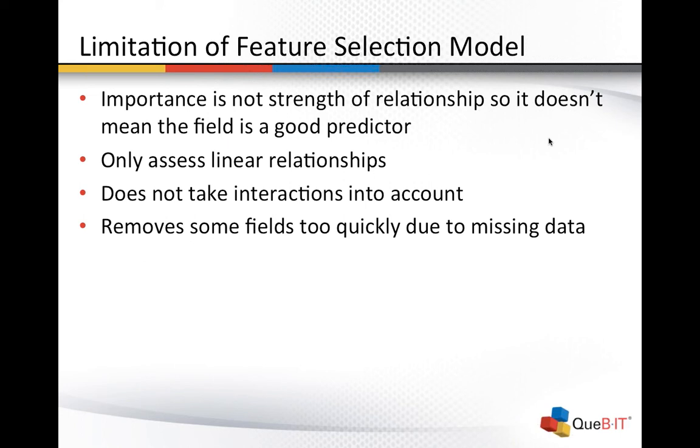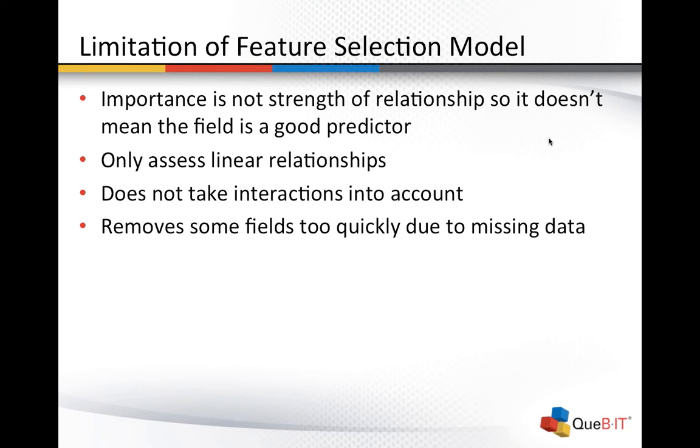Also, the criteria that's being used here to determine which fields are actually kept by the feature selection model are only assessing linear relationships. So underneath, depending on the kind of fields that you have, you're basically looking at chi-squares, ANOVAs, and correlations. So that's really all that's being done there. We're only looking at those linear relationships. We're not taking interactions into account either. And again, as we've mentioned, some fields are just removed too quickly when they have some missing data, but we might have been able to address that in some way earlier.